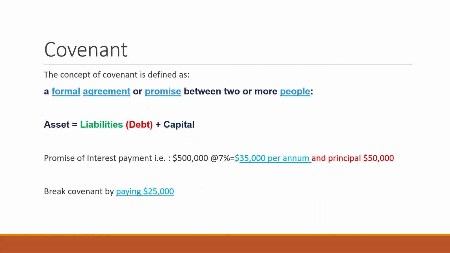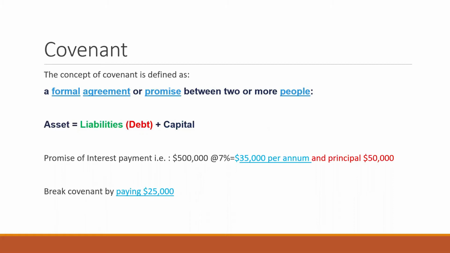Now let's look at the concept of a covenant. Now, a covenant is a formal agreement or a promise between two people. Now you might be wondering, why am I going with this? When an institution or a company borrows from another, it enters into a contractual arrangement with that company with the obligation to pay them the interest as well as principal.